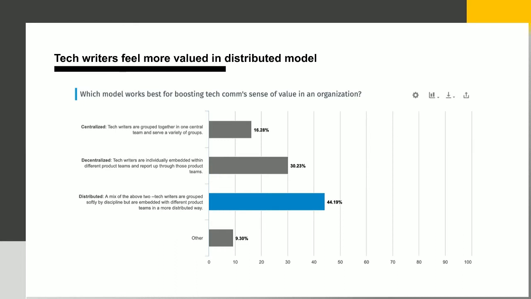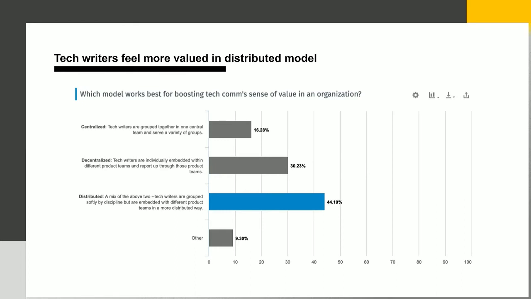Right. It's really interesting, first of all, that you did this research. I love that you did the research. What types of tech writers are included in your research? Like, how did you get your sample?